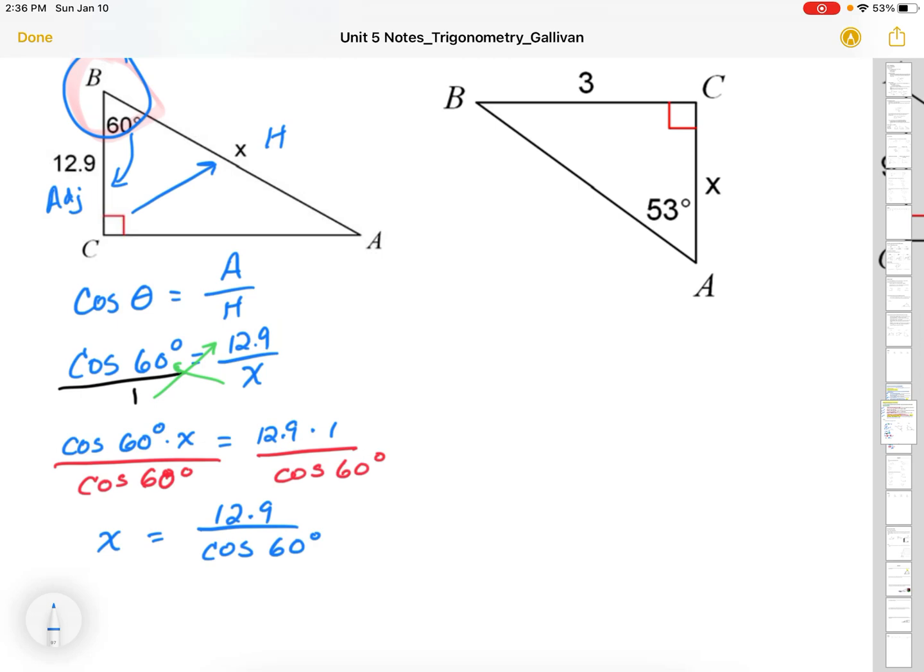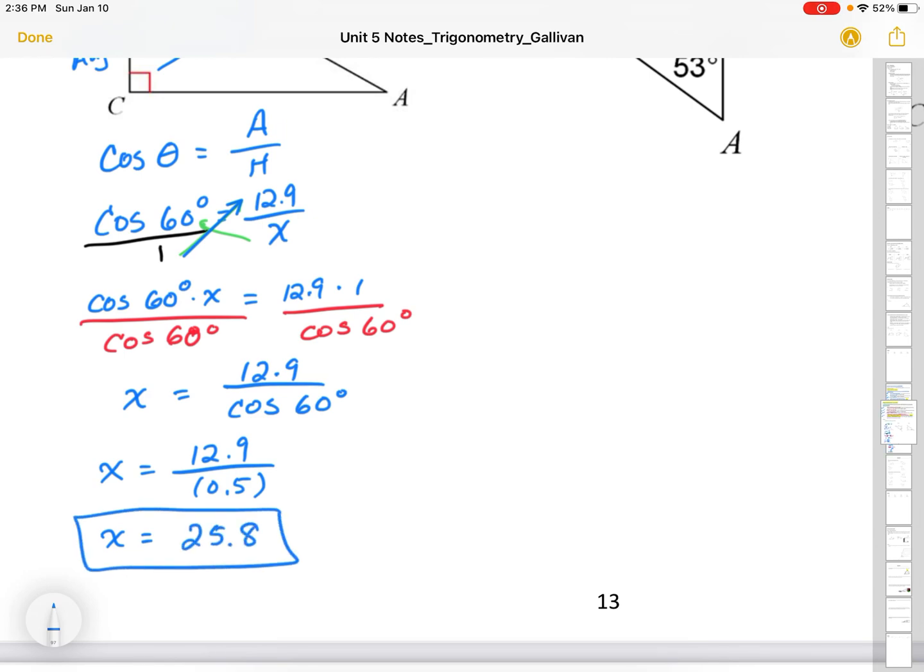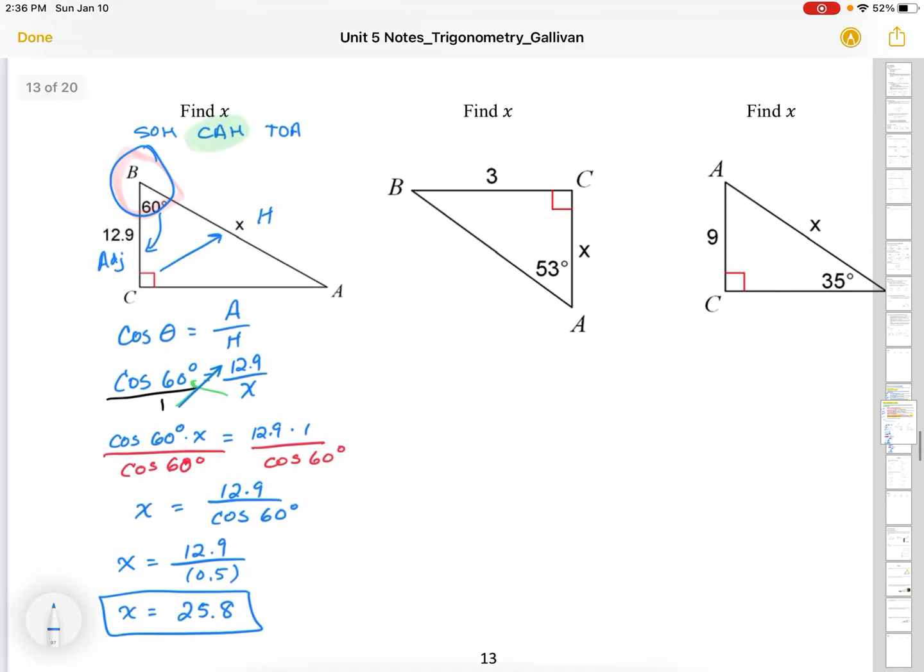Now, I didn't have to write all that out. I can just know that I'm going to cross multiply this way and then divide by what's left over. Okay, so when I do that, 12.9 divided by, well, what's cos of 60? Cos of 60 is 0.5. So x is equal to 12.9 divided by 0.5, or 25.8.